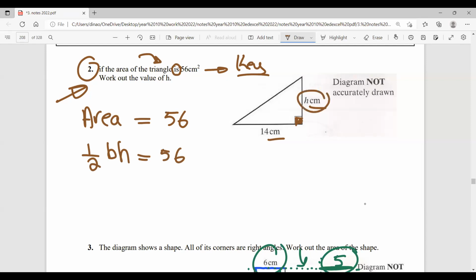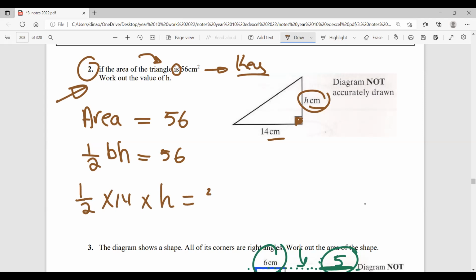And then what do I do next? Substitute. Substitute to find the missing letter. The missing letter is H. Here I'll keep the half as it is, multiplied by the value of the base which is given in the question, which is 14, multiplied by the height equals 56.